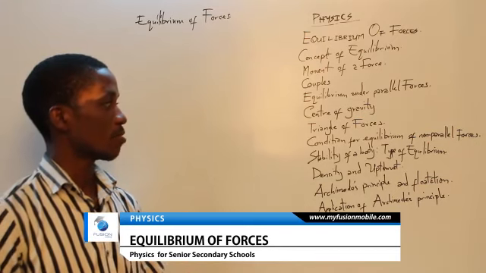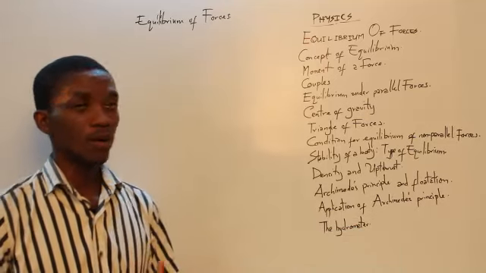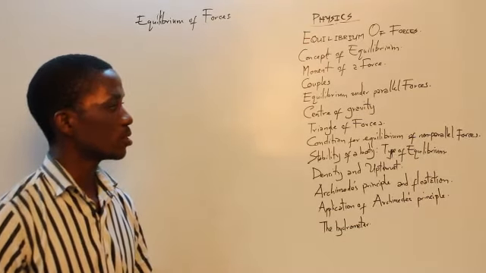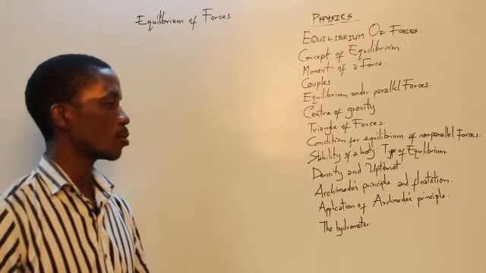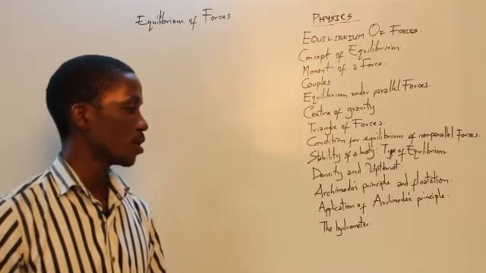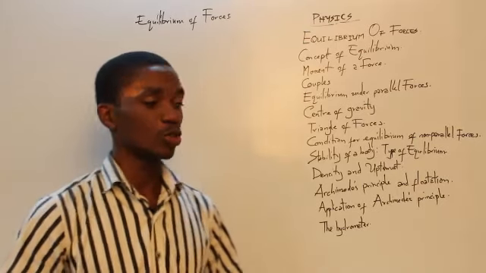We'll talk about center of gravity, triangle of forces, conditions for equilibrium of non-parallel forces. And we'll also look at stability of a body, and that's where we'll consider the types of equilibrium. We'll talk about density and upthrust. We'll look at Archimedes Principle and flotation, the application of Archimedes Principle, and we'll talk about the hydrometer.